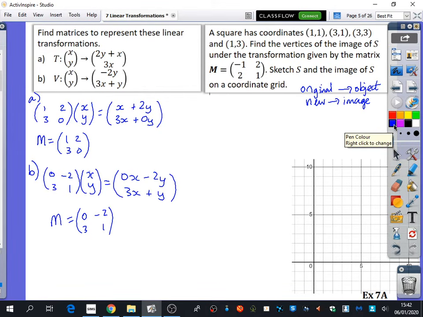Now I'm going to draw on my coordinates for this square. One of them is at 1, 1. You can draw these on as well. If you've got different colours, that might be good. The other one is 3, 1. I've got one at 3, 3. And I've got one at this one, 1, 3. So there's my square. And we're going to try and find out what happens to them all.